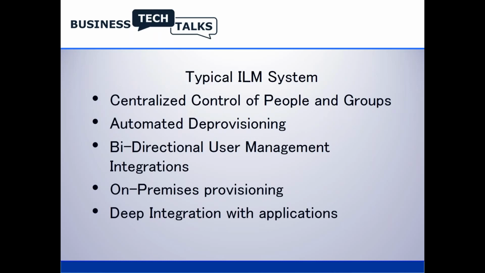Now, your typical IAM system, you have a couple of things. You have a centralized control of people and groups. This is basically a universal directory, and this is for all the vendors that do provide these types of services. They have a central control of people. And here you can automate deprovisioning and also automate the offboarding process. And this is done through integrated bidirectional user management.